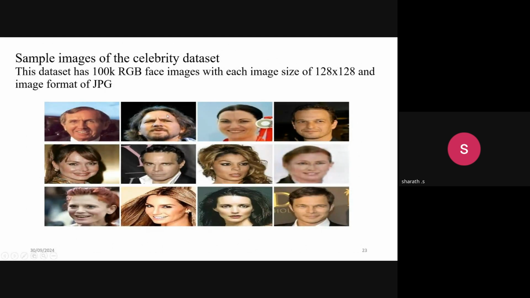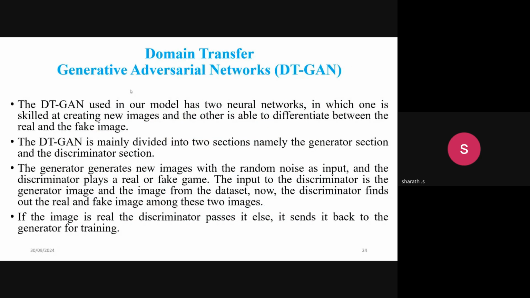This is the celebrity dataset. This dataset has 100K RGB face images, each of size 128 by 128, and the format is JPG. As I said earlier, we have named this the domain transfer generative adversarial network. The DTGAN is used in our model as two neural networks: one is the generator and the other is the discriminator. The generator is for creating new images and the discriminator is to discriminate the fake images. The generator generates new images with random noise as input, and the discriminator decides whether an image is real or fake.